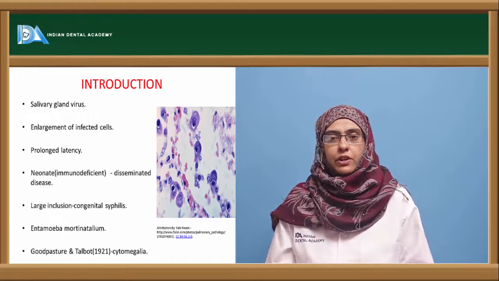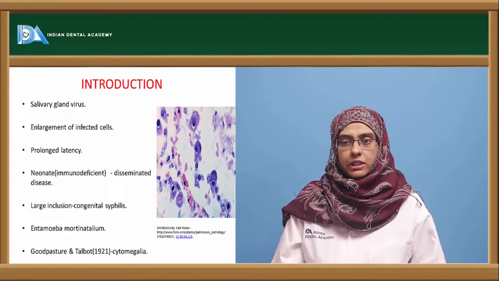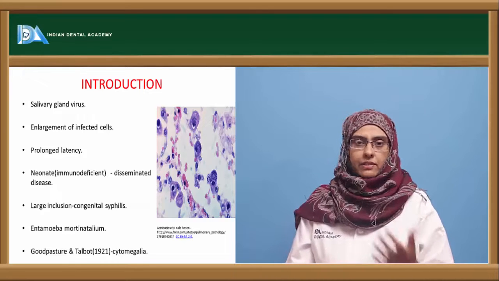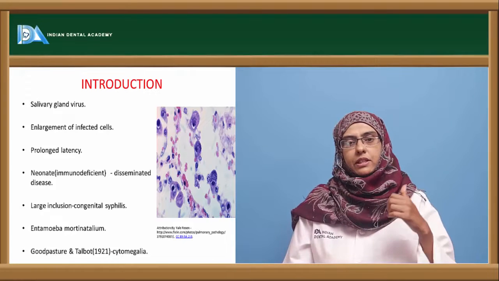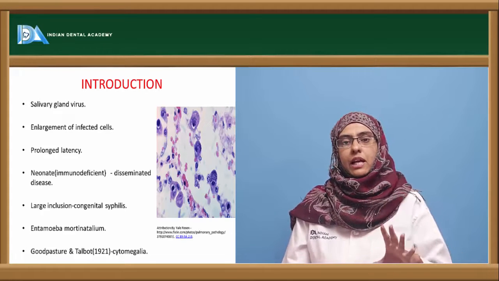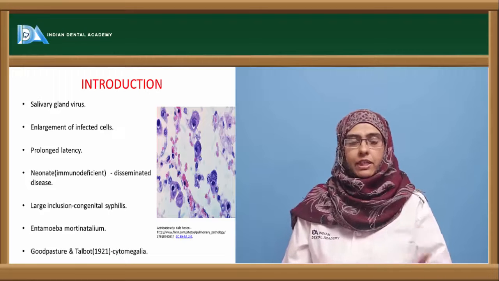Now coming to the history of the identification of this disease, it was found that in children who had died with congenital syphilis, when a biopsy was done of the kidneys, lungs, and other parts, they found enlargement of the cells with inclusion bodies.